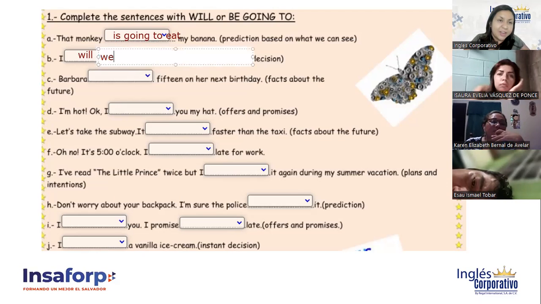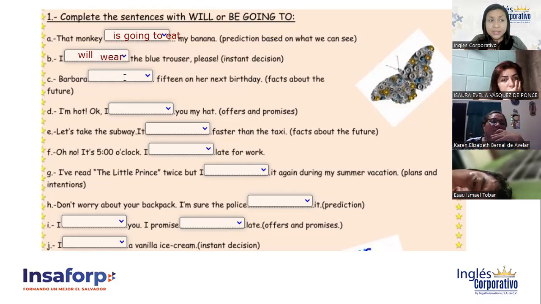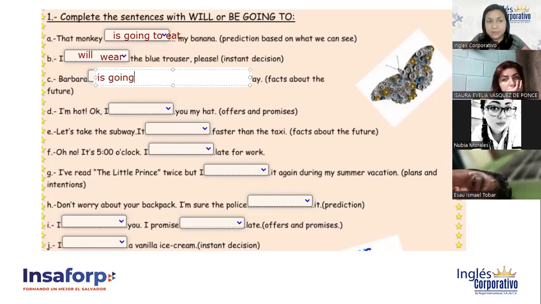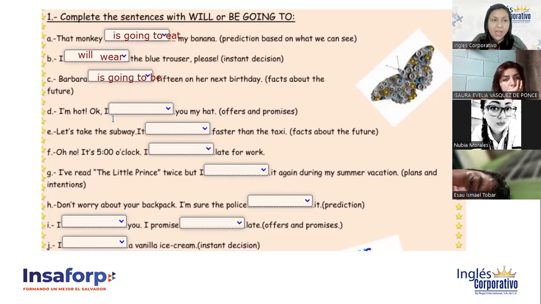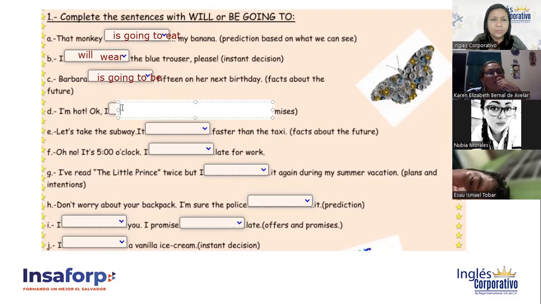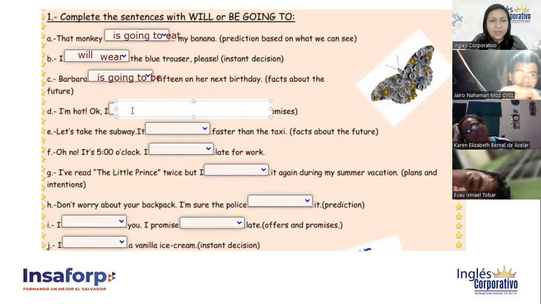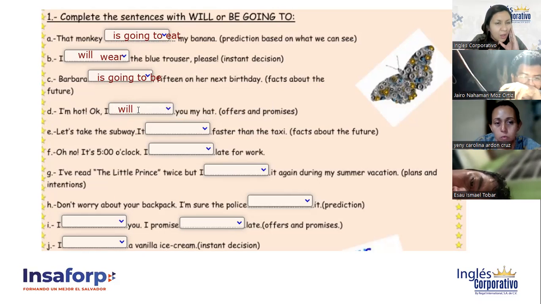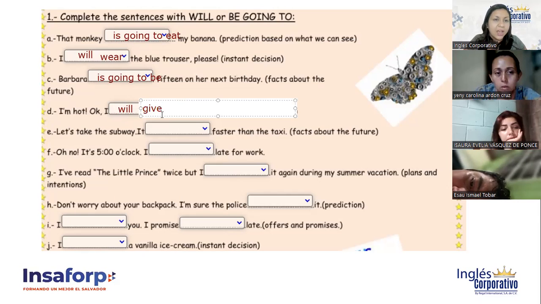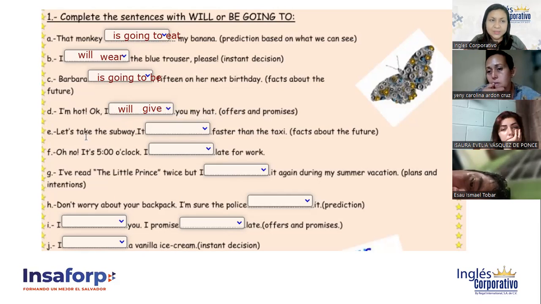Barbara is going to be 15 on her next birthday. And then letter B: I will wear the blue trousers, please. I will give you my hat. Offers and promises. Okay. Let's take the subway. Facts about the future.